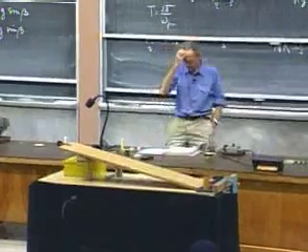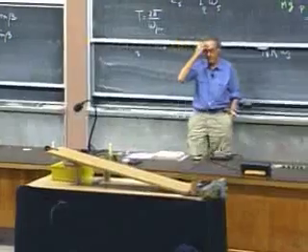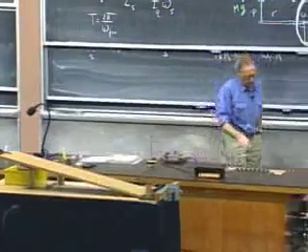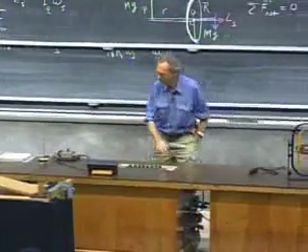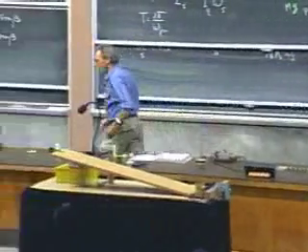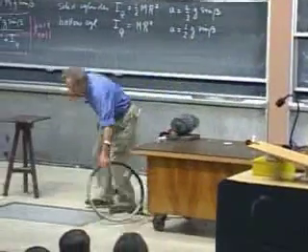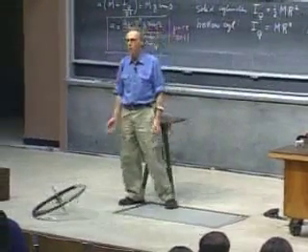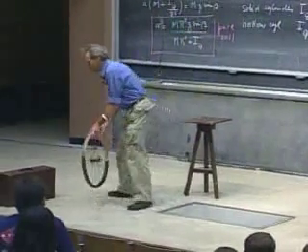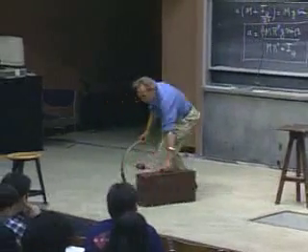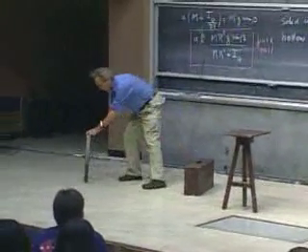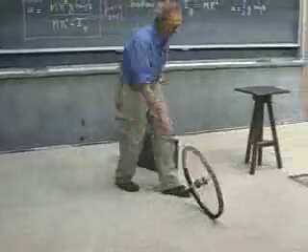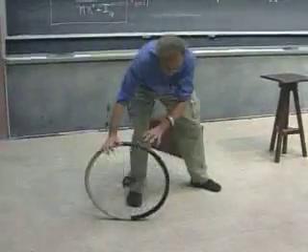Spinning objects have a stabilizing effect. If you take a bicycle wheel, and we have one, and I put it here, and I do nothing, it will fall. No one is surprised. However, if I give it a little spin, then it doesn't fall. Why? Because it has angular momentum. It has spin angular momentum. And so it doesn't fall.